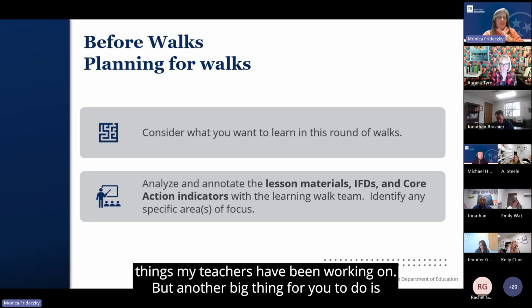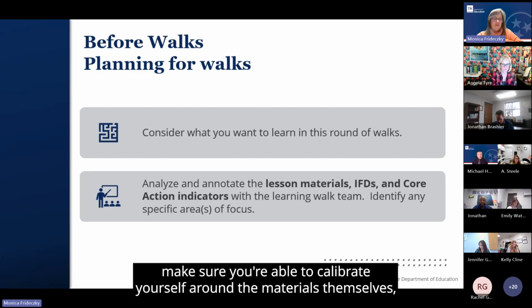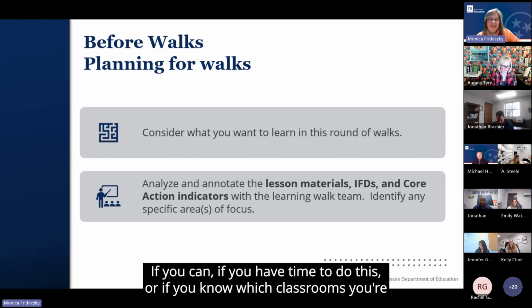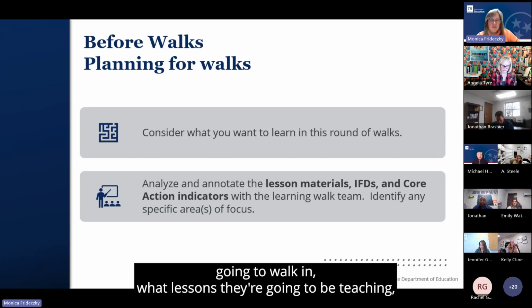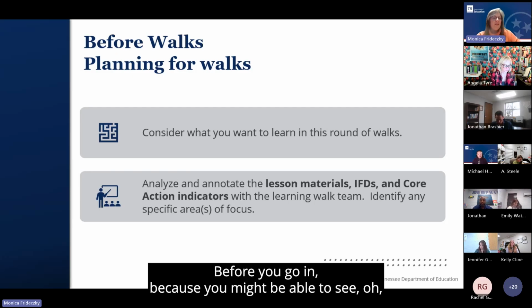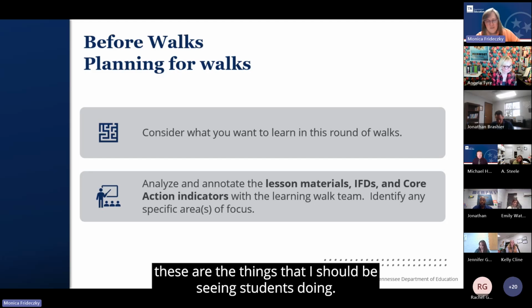But another big thing for you to do is make sure you're able to calibrate yourself around the materials themselves, the HQIM. If you have time to do this, or if you know which classrooms you're going to walk in, what lessons they're going to be teaching, maybe take a minute before you walk in to look at that lesson in the teacher's edition, because you might be able to see, oh, these are the things that I should be seeing students doing.